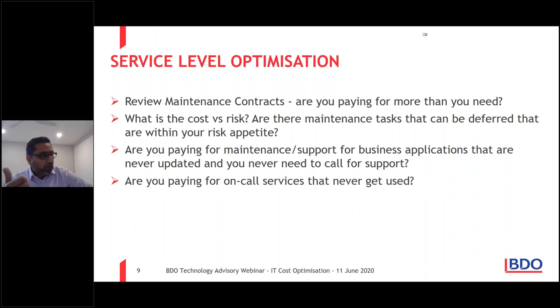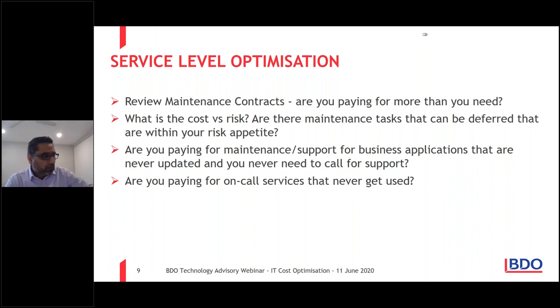Ask the question: are we paying maintenance or support for business applications that are never getting updated? You might have signed a contract 2 years back, which has maintenance fees built into it, but you are still on the same version that you had 2 years back. If the version is working and the company has not provided you with any updates, it lends itself to the question, why are we paying that maintenance or support cost? Having a conversation and trying to take that out will help manage the IT cost.